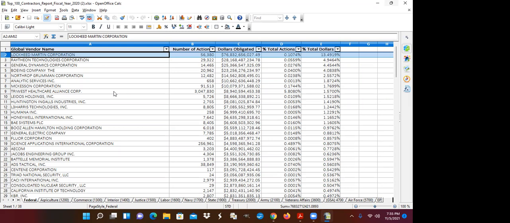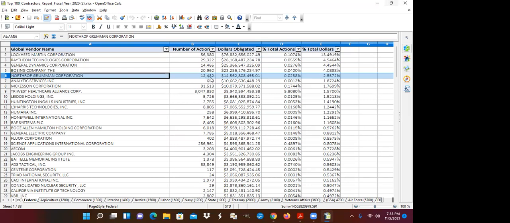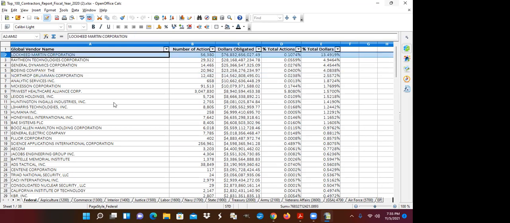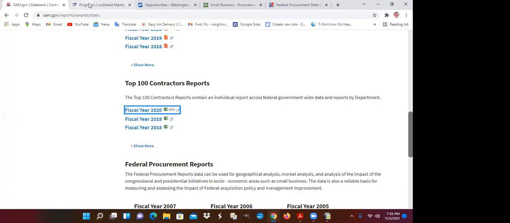See? So the way you use this information is if you see that this company right here has gotten 56,000 contracts that totaled up to $76 billion, then this is a company you probably want to try to do business with, or any of these particular companies. It can be Northrop Grumman, which got 12,482 contracts with over $14 billion. See, but the way you use this information is you go, like I pulled up a company here, if that was on the list.